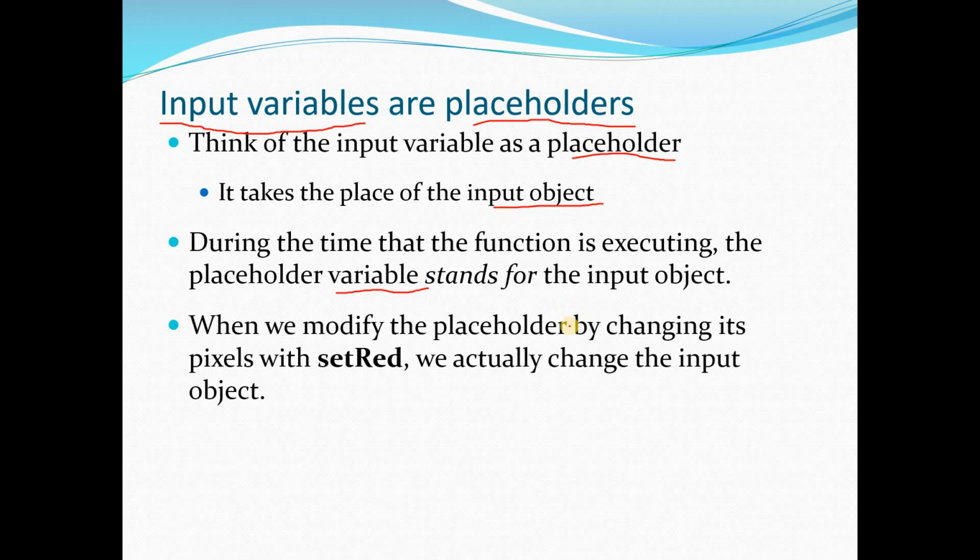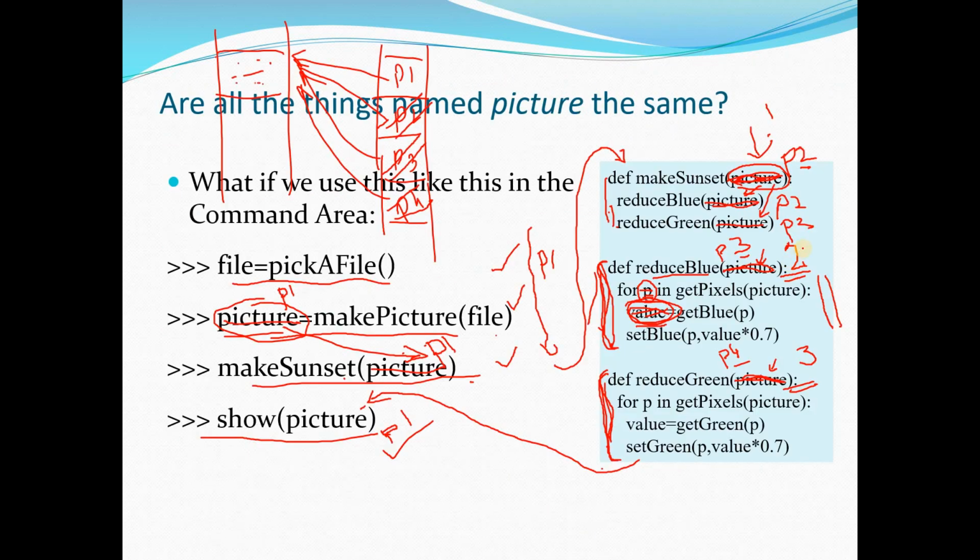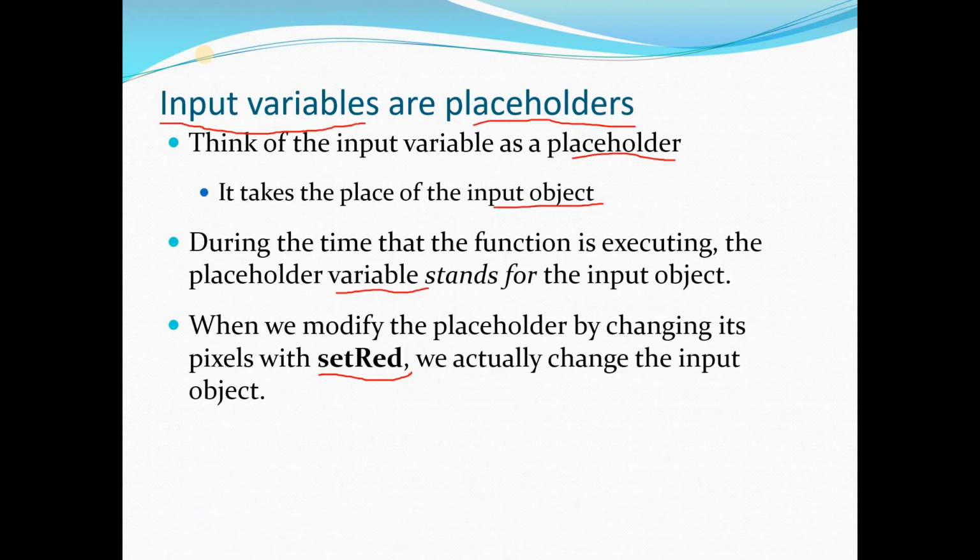So when you modify the placeholder by changing its pixels or value, for example with set red, you will actually change the input object. So when you make changes over here in P3, that change is actually made in the same picture object. That is the important point you understand. Clear? So if you modify the placeholder by changing the value, that will actually change the object that was passed as input.